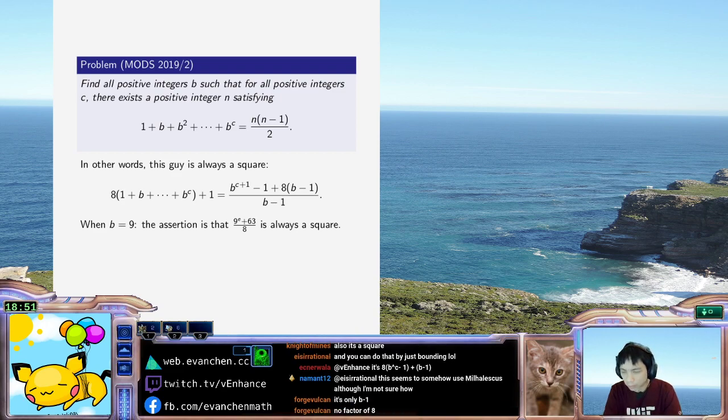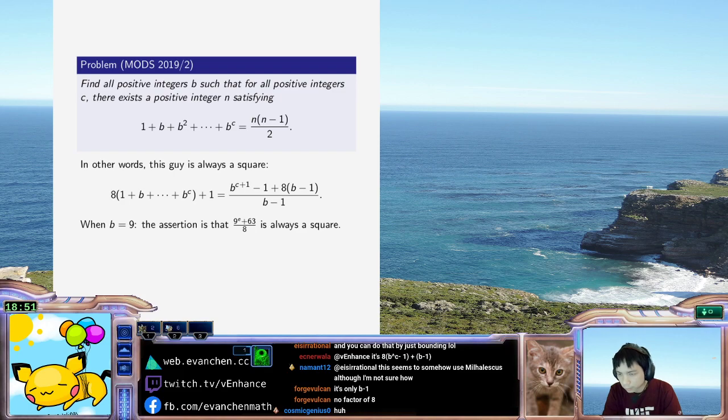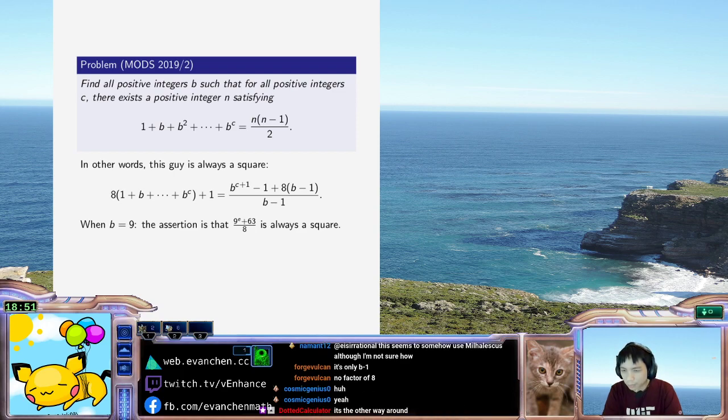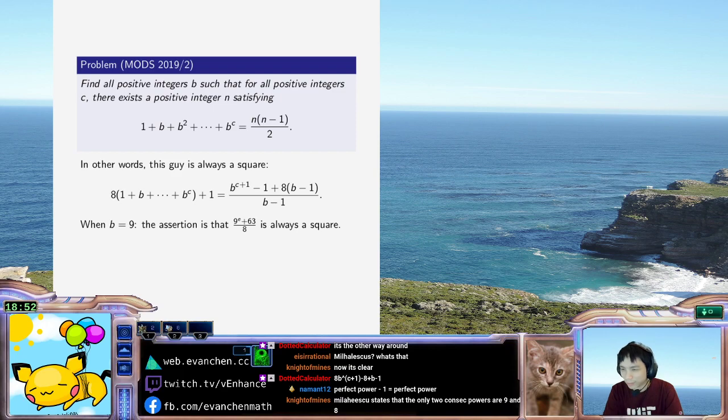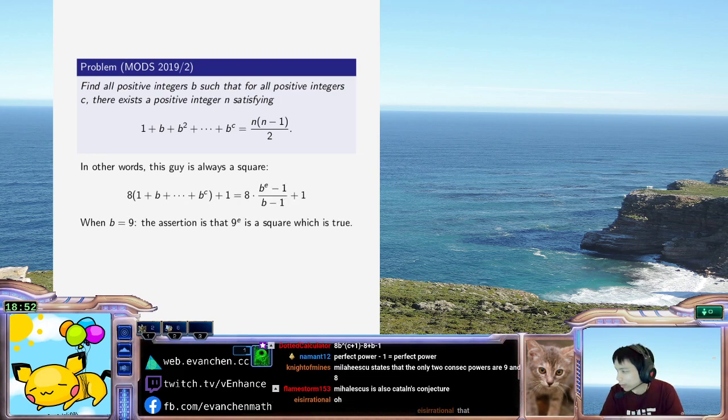Oh, shoot. Sorry, I put the 8 in the wrong place. You know what? Let me not. Yeah, I'll just leave it as is. So we're going to write b to the e minus 1 over b minus 1 plus 1. So the assertion is that... oh, okay. Well, that 9 to the e is a square, which is true. That seems pretty fun. Okay, fine. I agree that it's always a square. What about everything else?